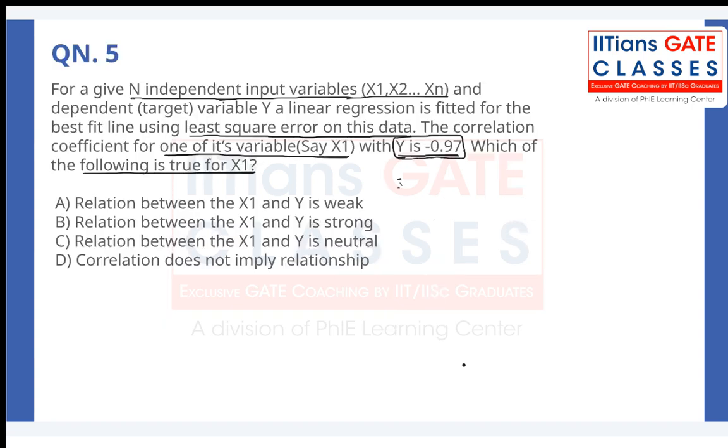Minus 0.97 is also considered a good amount of correlation between the two variables. And that is why, which of the following is true for x1? The relation between x1 and y is very strong. The only thing that might sound confusing is the negative sign. It might seem weak, but no, minus means it is actually very strong as well. You have to look at the absolute value or the magnitude of the correlation coefficient to deduce whether they are correlated or not.